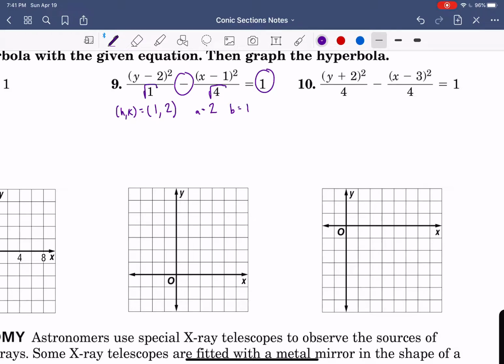So we can start graphing almost most of our hyperbola right away with just that information. First, we graph the center. So 1, 2, that's the center.